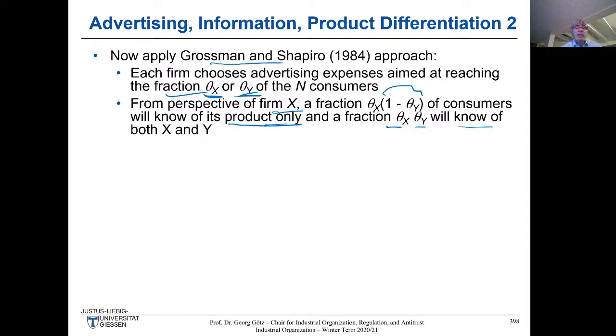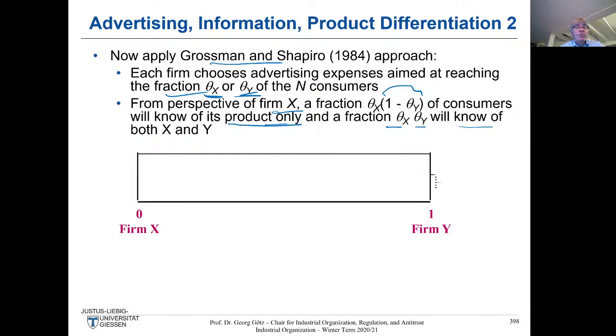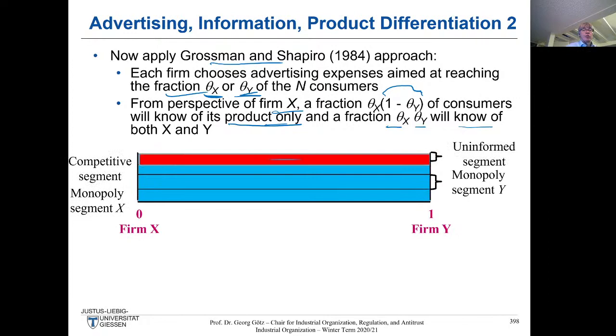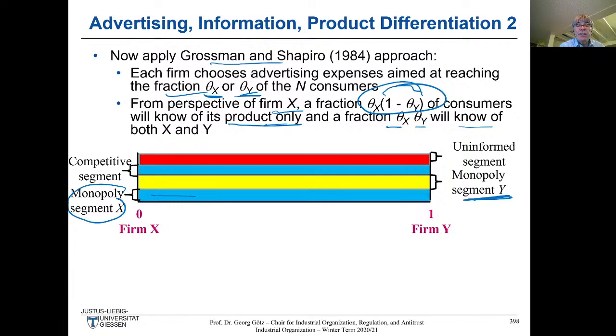I try to somehow show you that here. So our total number of consumers is distributed in several different segments here. This is a monopoly segment, this blue here, of firm X. This would be just theta X times one minus theta Y. Then firm Y also has a monopoly segment, which would be theta Y times one minus theta X. Then there is an uninformed segment, which would be one minus theta X times one minus theta Y, okay? And then there is this competitive segment, which would be just theta X times theta Y, okay?